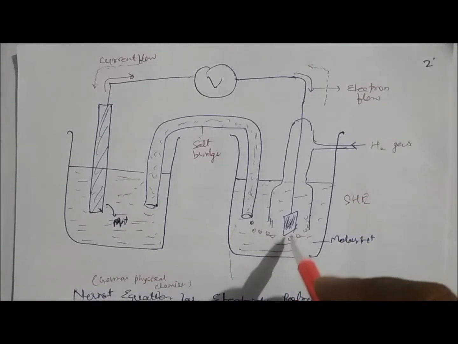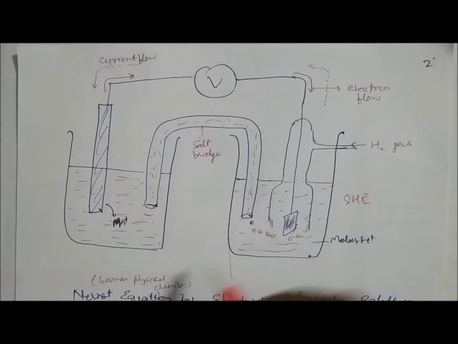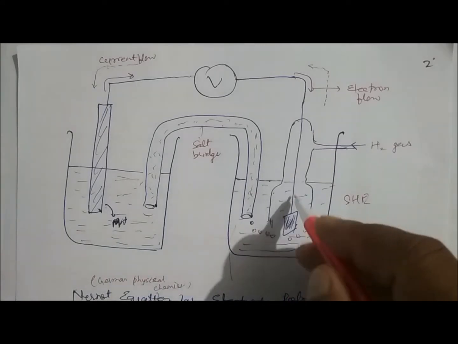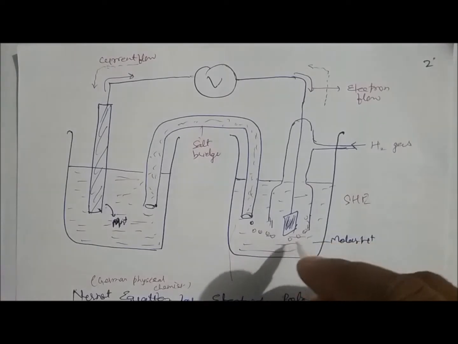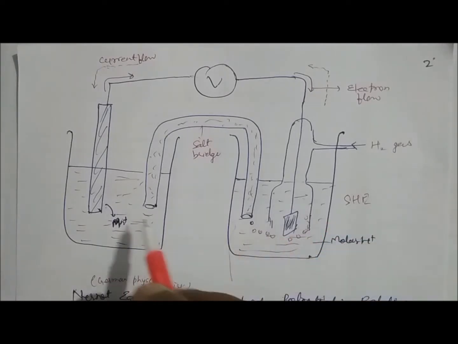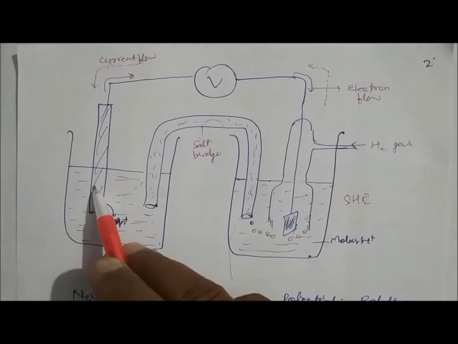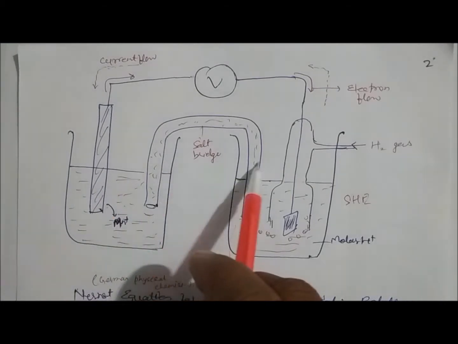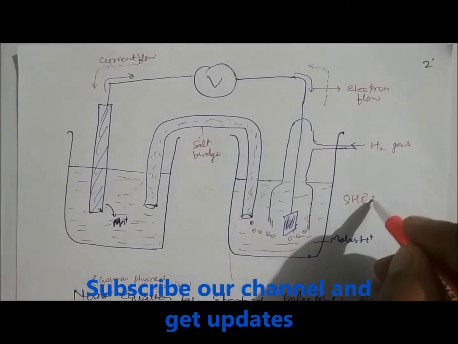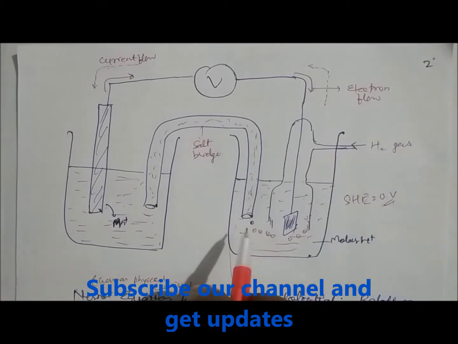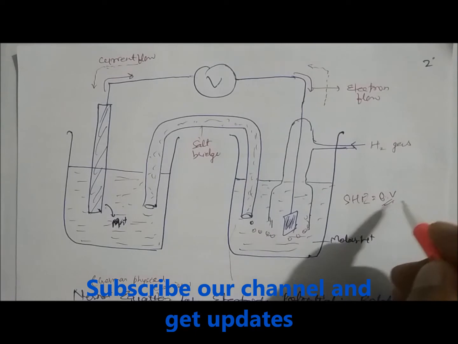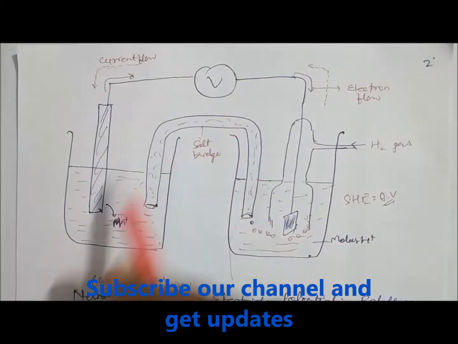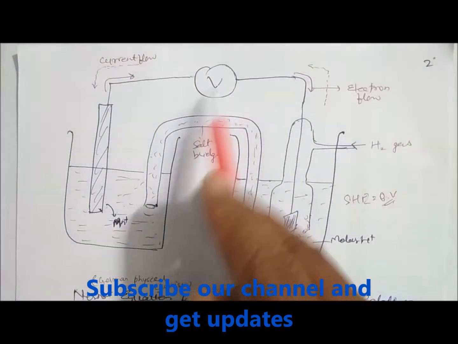So what will happen? The hydrogen will be accepting electrons from here, this platinum, so it will convert to hydrogen gas after accepting. In the other half cell, at the anode, oxidation occurs and metal goes into the solution. The potential of the standard hydrogen electrode is 0 volt, not electron volts. And when a potential difference is created, we can find out the EMF of this cell with the help of this potentiometer.